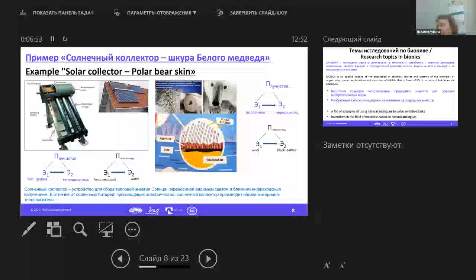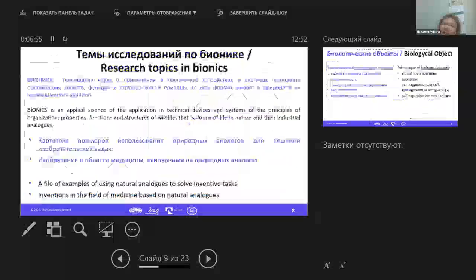The principle behind the polar bear skin phenomenon and the operation of a solar collector are similar. Such examples are collected, researched, and analyzed by bionics. Bionics is an applied science of the application in technical devices and systems of the principles of organization, properties, functions, and structures of wildlife. This is a very interesting science area.